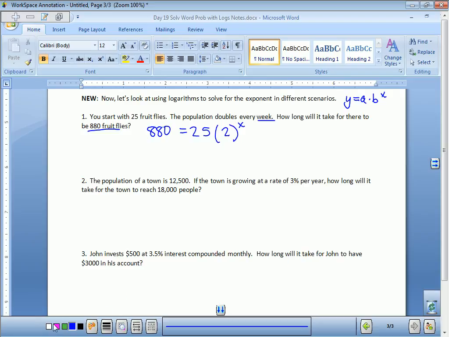So let's do our little trick. Just the base raised to the exponent. That's what we have to get by itself. Just the base raised to the exponent. So what needs to go in this case? The 25. We have to divide by 25.